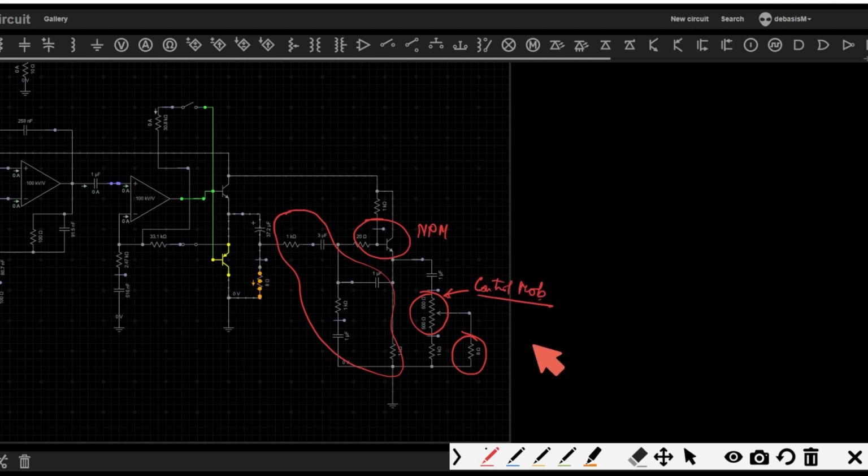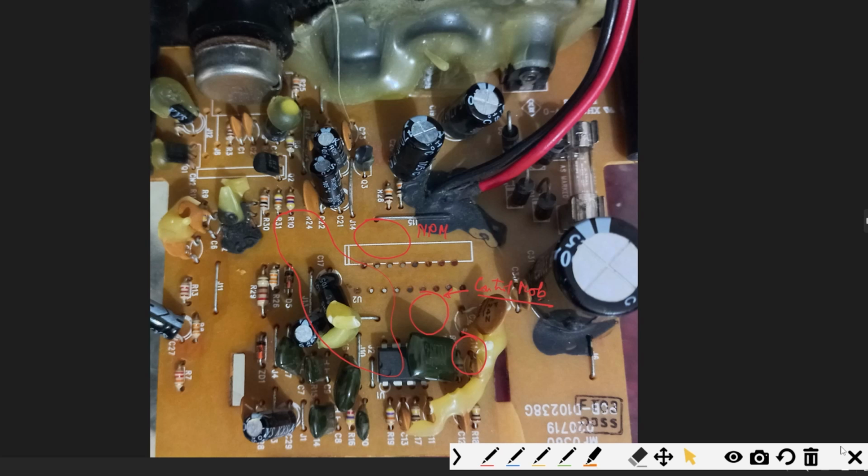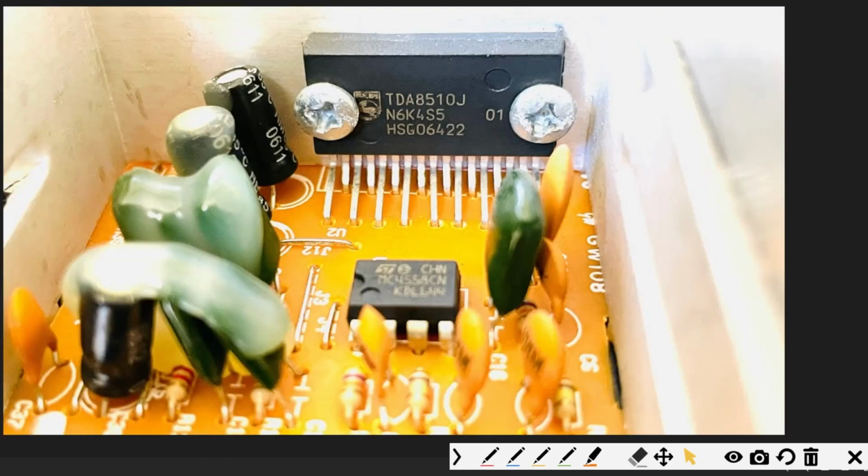I think you have got a good idea about how this SBS A300 sound system works. If you would like to repair your sound system or just simply understand how the circuit is working, this video may have helped you.